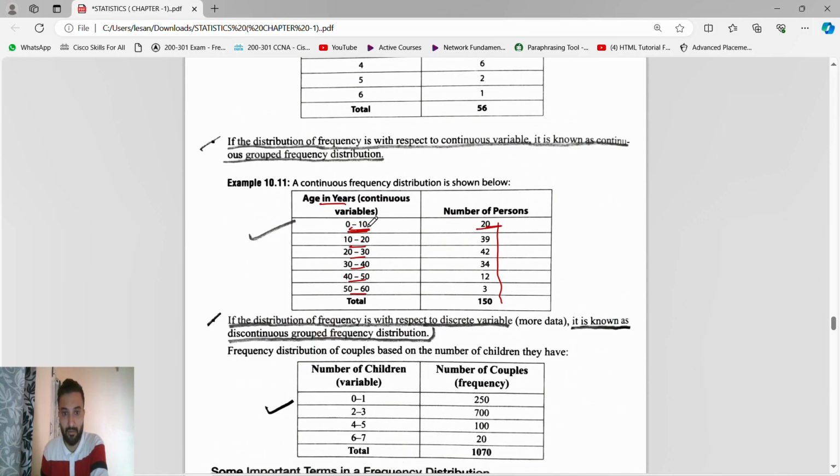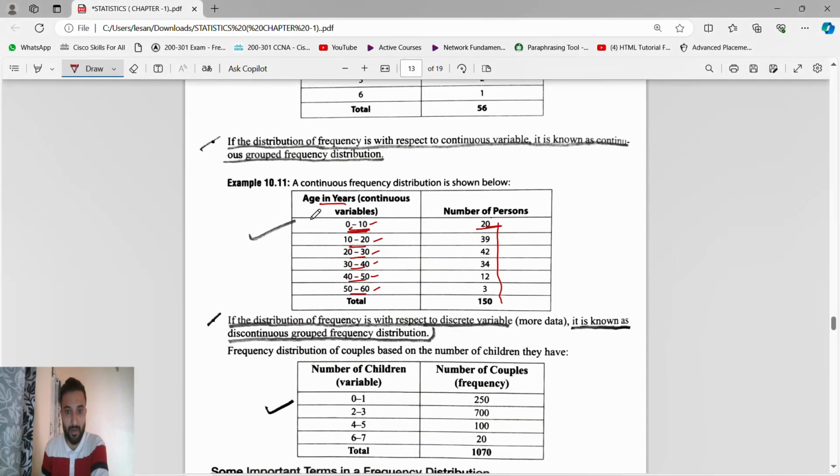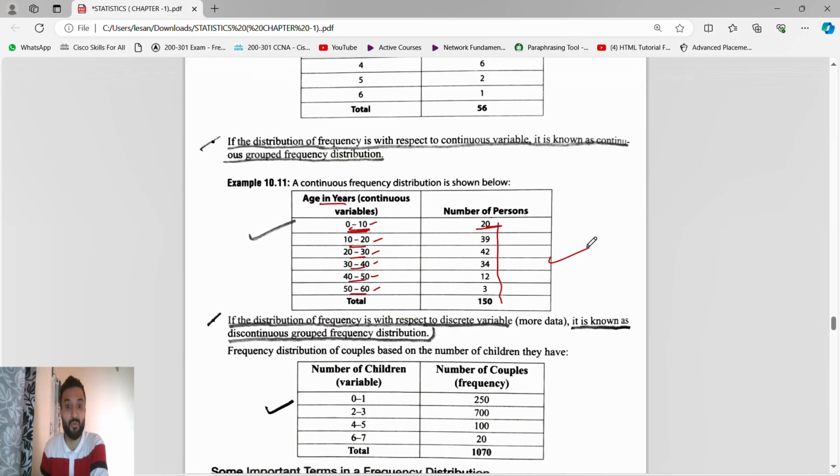This frequency class interval: 0 to 10, 10 to 20, 20 to 30, 30 to 40, 40 to 50, 50 to 60. What is this? Class interval, right? We know this about stats, and this is their frequency. Remember, if you get a table like this, it is a grouped frequency distribution, because it is grouped.